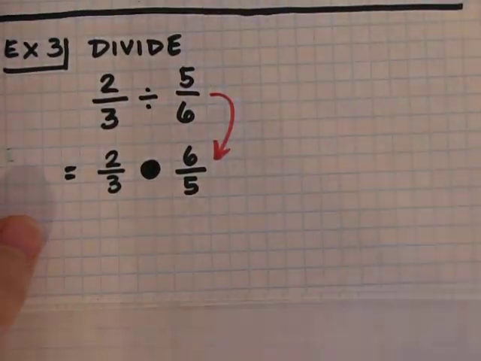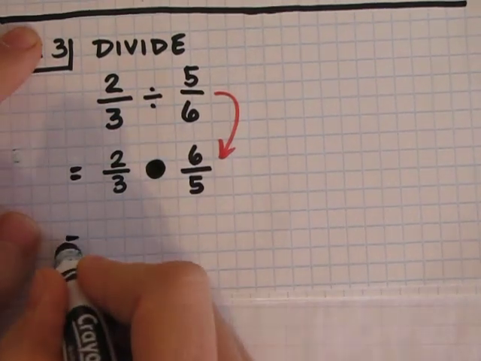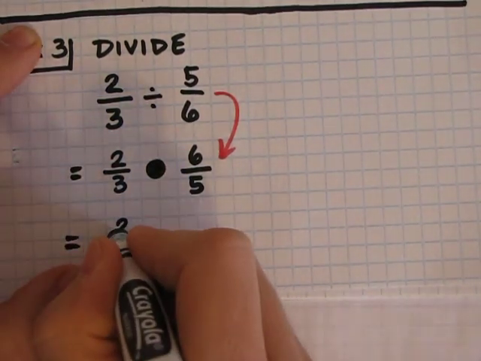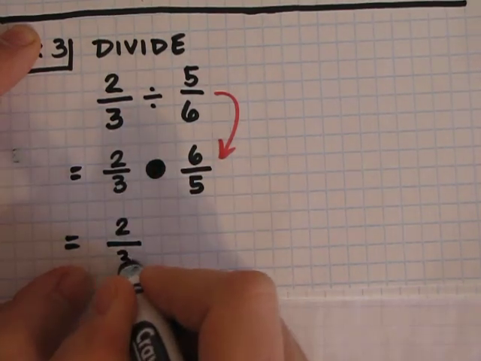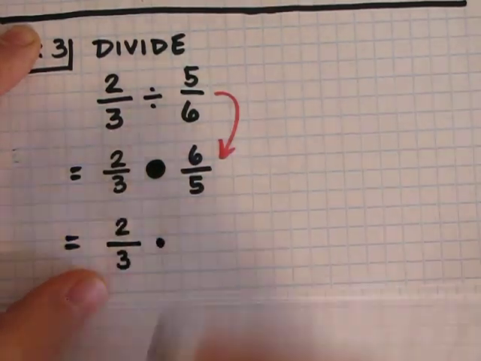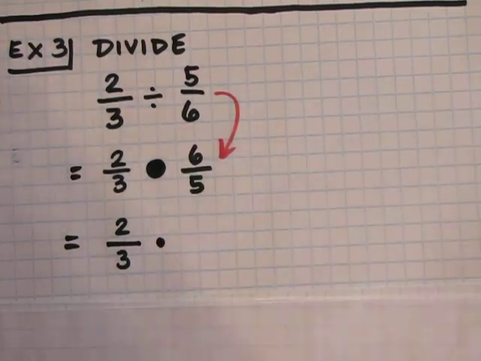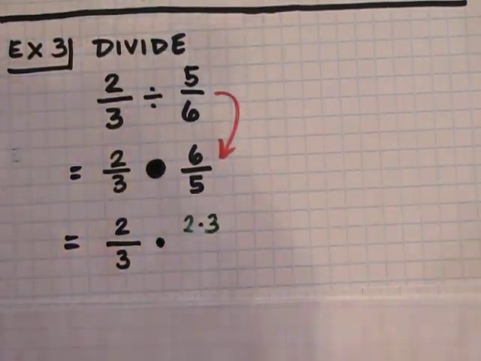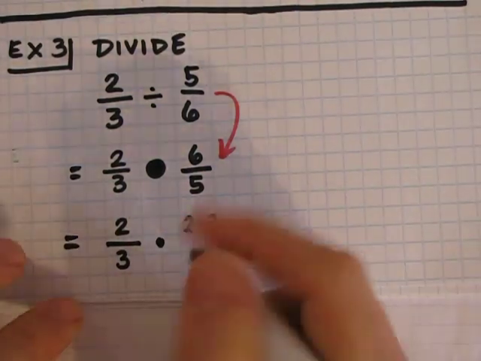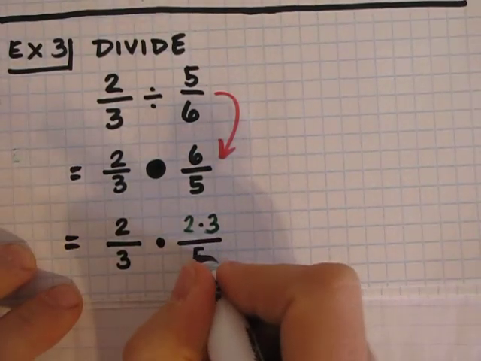From here, I would take a second step and factor. So 2 has no factors, 3 has no factors, 6 has factors. 6 can be written as 2 times 3 over 5 has no factors.